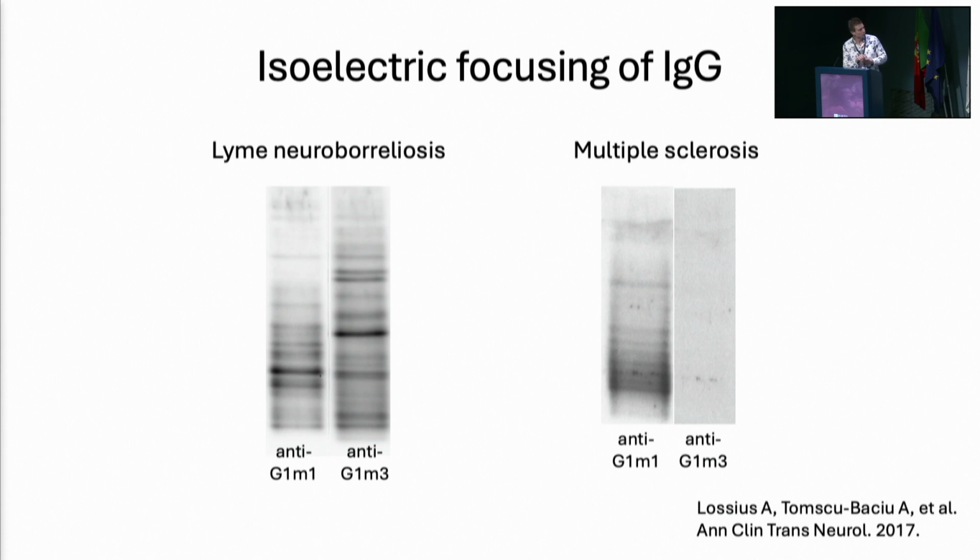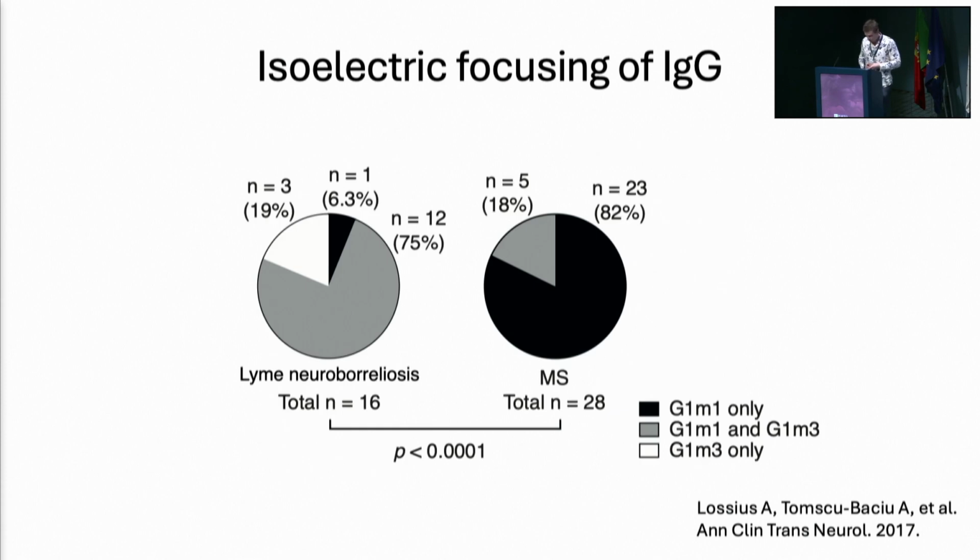And this is one example where you see that when we stain for antibodies against M1 and M3, there are bands of both allotypes present in patients with Lyme neuroborreliosis. But there are only bands here that are stained with M1 in MS patients. And this is the summary graph of 16 patients with neuroborreliosis and 28 patients with MS, which is pretty strong evidence, in my opinion, that this phenomenon is present in MS, but not in Lyme neuroborreliosis.